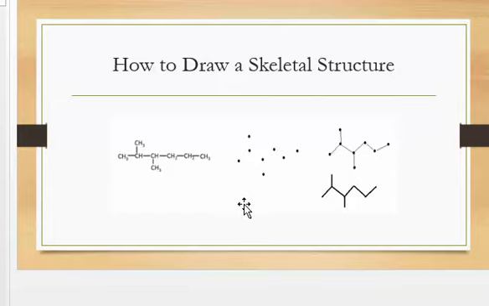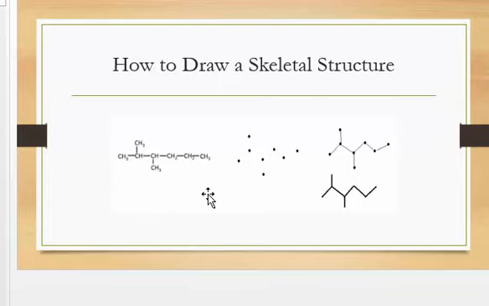bonds. Heteroatoms, which are any atoms except for carbon and hydrogen, are expressly written, although usually lone pairs are not included, and any hydrogen atoms bonded to a heteroatom are generally expressly written. Let's look at an expanded condensed structure as our example to draw a skeletal structure.